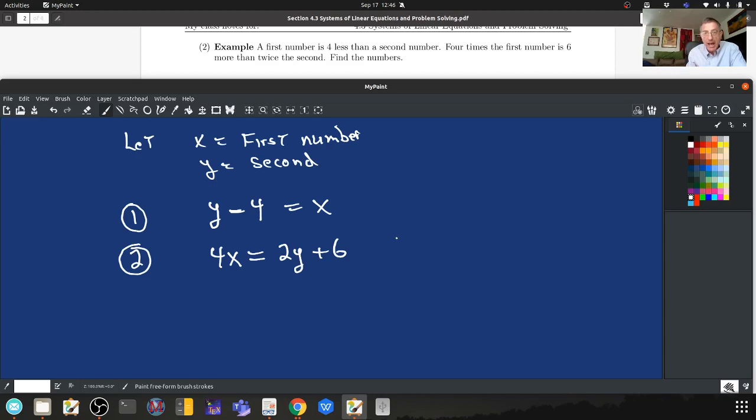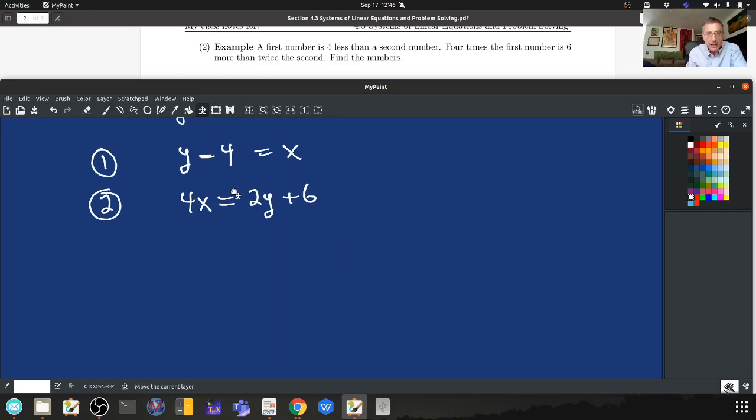So right here I have a system of linear equations. So let's go ahead and use the method of substitution rather than elimination. Why do I want to do this? Because I already have x in terms of y from equation 1. So let's go down to equation 2, and 4 times x, well, x is equal to y minus 4, is equal to 2y plus 6. So that's 4y using distribution. 4 times minus 4 is minus 16, is equal to 2y plus 6.